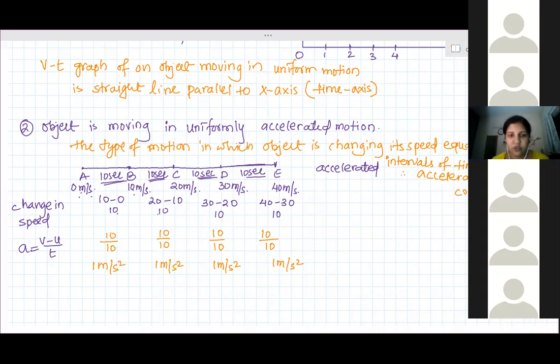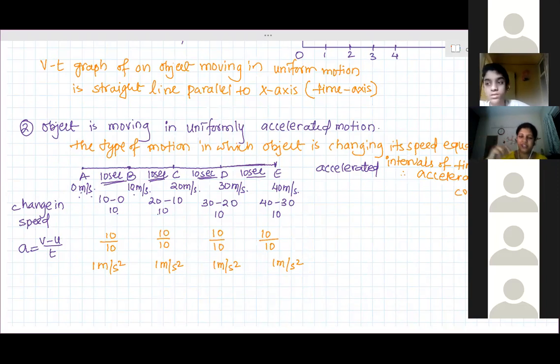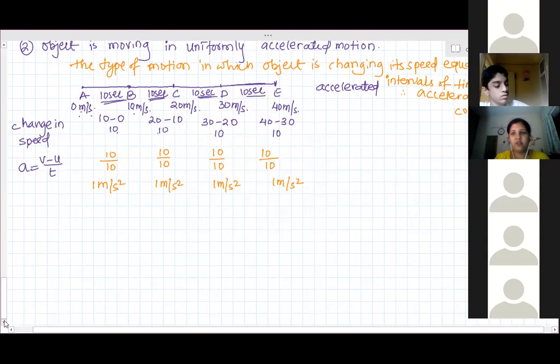Clear? What do you mean by uniformly accelerated motion? Yes, ma'am. The object is not constant, it is in motion. It is not moving with the same velocity. The velocity keeps on changing, but that change is constant. The change in velocity is constant. So now, write that down first with the example.